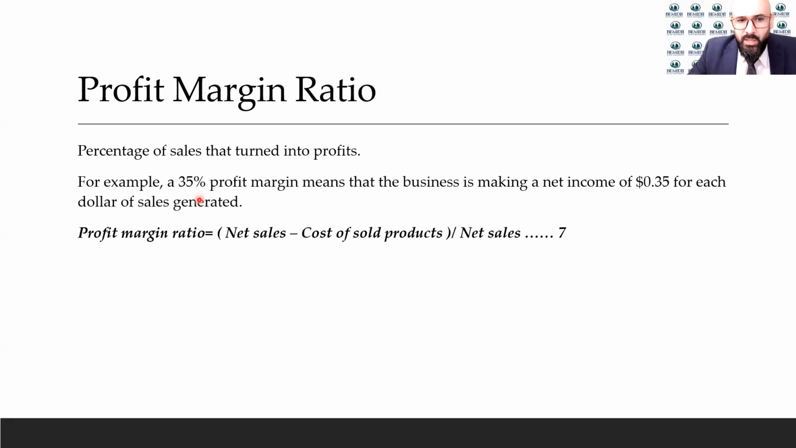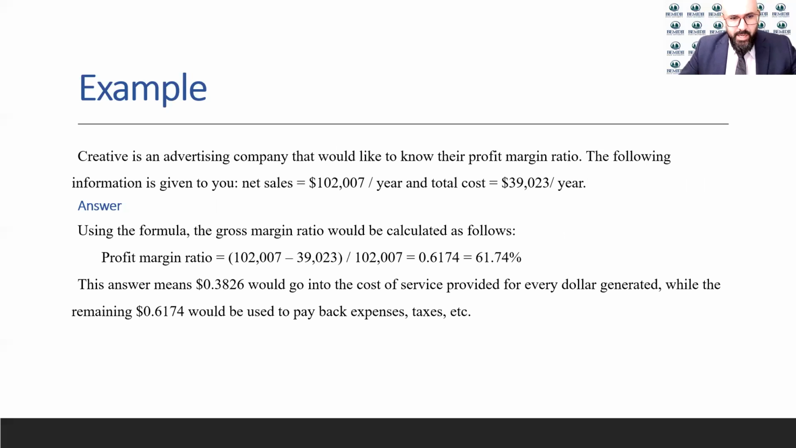So for example, if we say 35% profit margin, it means that a business is making 35 cents for every dollar of sales generated. All right, let's take a look at this equation. The equation for this measure would be the net sales minus the cost of sold products, divided by the net sales. And in order to understand this concept, let's take this example.